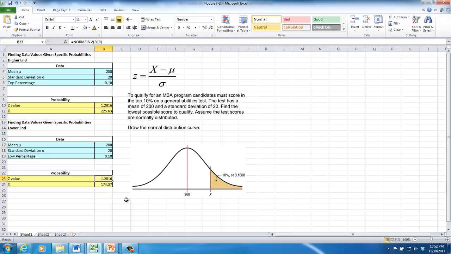Now the lowest 10% is 174.37. Any score less than 174.37 would be in the lowest 10%.